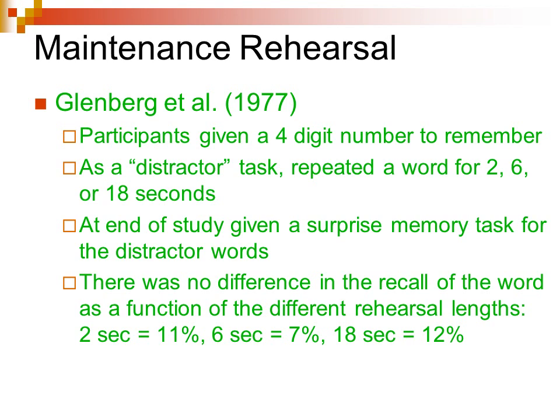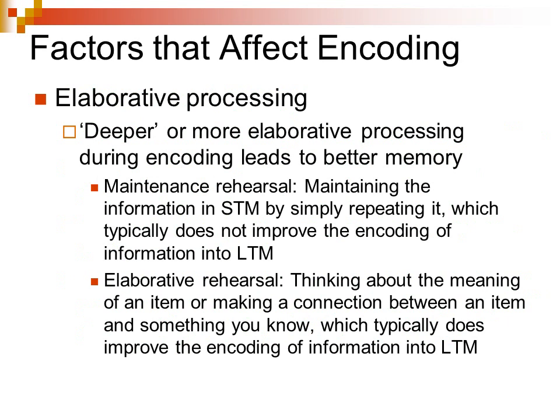Now, this doesn't mean that rehearsal doesn't affect encoding, just that the type of rehearsal matters. Specifically, elaborative rehearsal does improve the encoding of information into long-term memory, where elaborative rehearsal involves thinking about the meaning of an item or making a connection between an item and something you know. So when you think about the meaning of words you're trying to encode into long-term memory, for example, that's when additional rehearsal does improve encoding and memory. So again, the first factor that affects encoding is elaborative processing. Deeper or more elaborative processing during encoding leads to better memory.